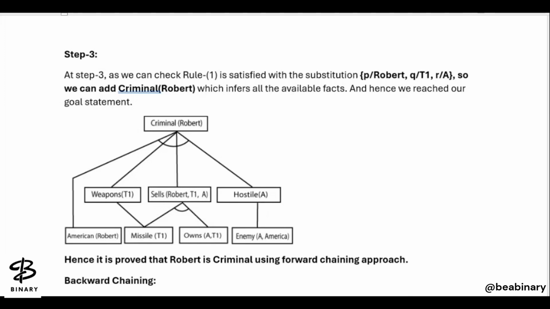So at step 5, we can infer the fact that A is an enemy of America. Here, who owns the missile now? Country A, and country A is the enemy of America, from Hostile(A), which satisfies rule 6. With the help of all these statements, everything has been proved using backward chaining. We get the proof that Robert has sold these missiles to country A, and country A is the enemy of America, so definitely Robert is a criminal. Hence proved.